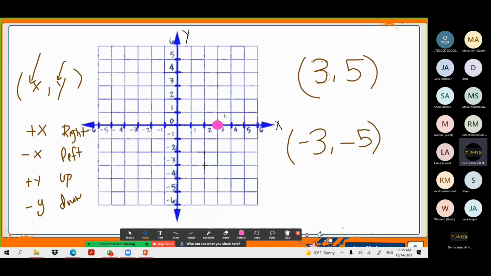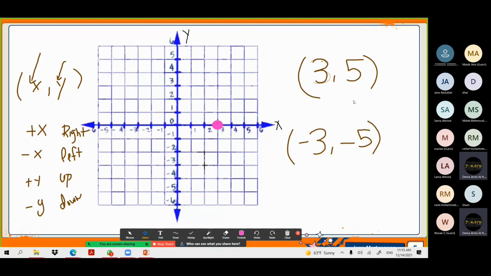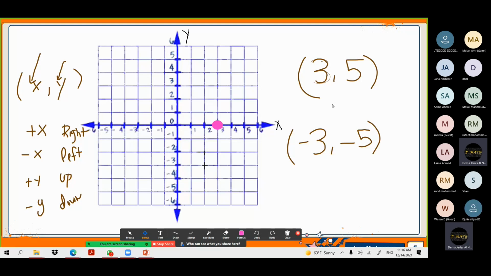Now then, what is the value of y here? It's 5. So that means since the value of y is 5, and I told you that for y you have to go up or down, but y is positive, so I have to go upward 5 units. 1, 2, 3, 4, 5. So at this point here, we have (3, 5). This is how I can locate a point on the number line.